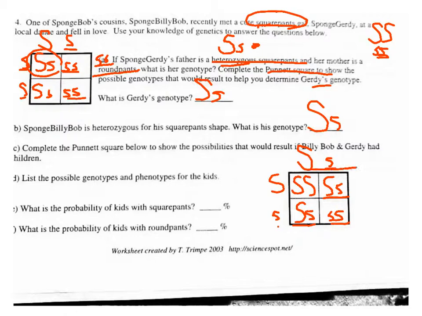So what's the probability they'll have square pants? Well, the square pants is dominant. That's all of these guys. So that's 75%. And the round pants, that's this little guy right here. So that's only 25%.